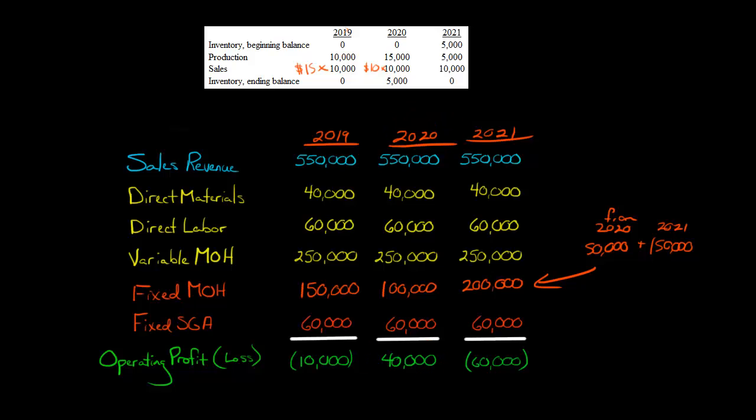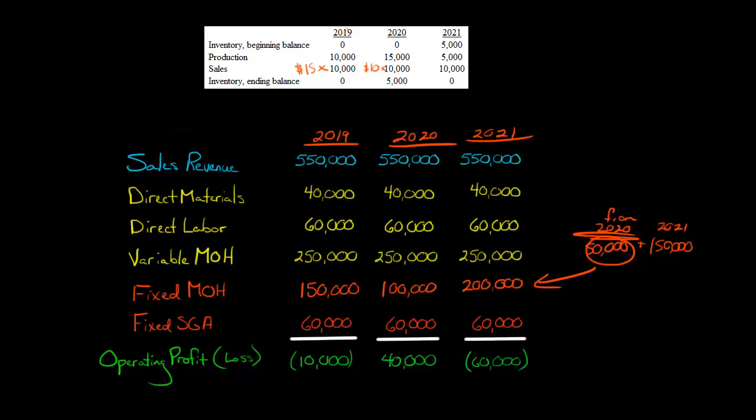Why do we have a profit? It seems weird because we sold the exact same amount of units in every single period. Why would we sell the same amount of units and yet have a profit here and a loss here? The reason is that we produced more than we sold, so some of that fixed manufacturing overhead got deferred until the next period. Then in 2021, when that deferred overhead from 2020 catches up, we have a lot more fixed manufacturing overhead because it's not just 2021, it was from the prior year too. So then we have a $60,000 loss.